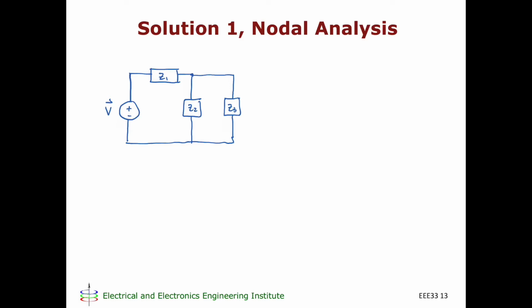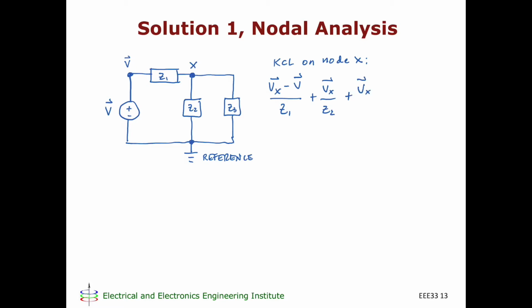So I want to use nodal analysis. In my nodal analysis, I will define this to be node X, and I will define this to be my reference node. Take note that the voltage at this point will also be equal to V. So applying KCL on node X, I'm going to get Vx minus V all over Z1 plus Vx over Z2 plus Vx over Z3 is equal to 0.